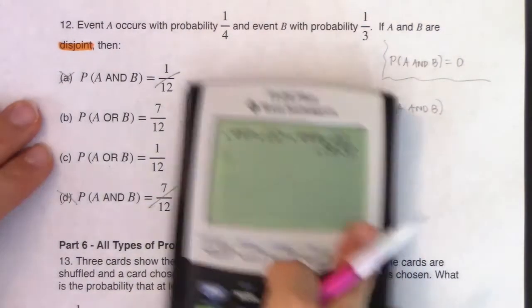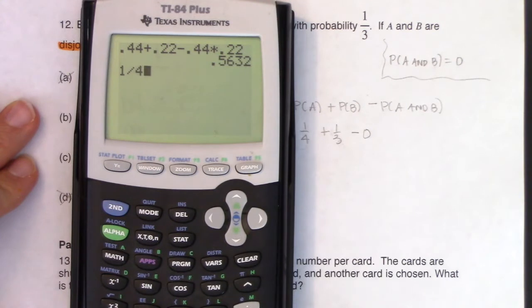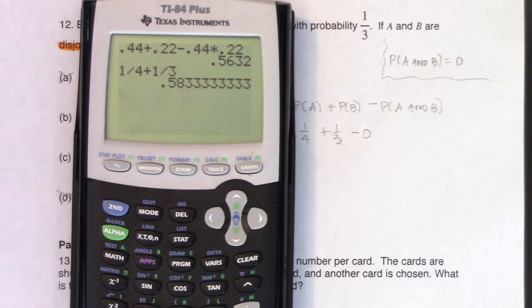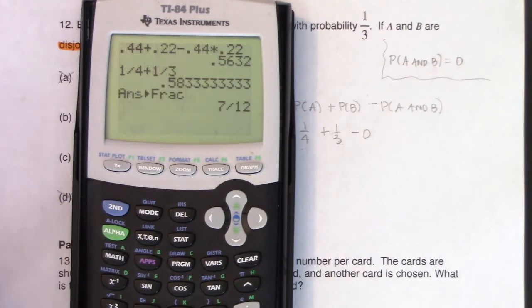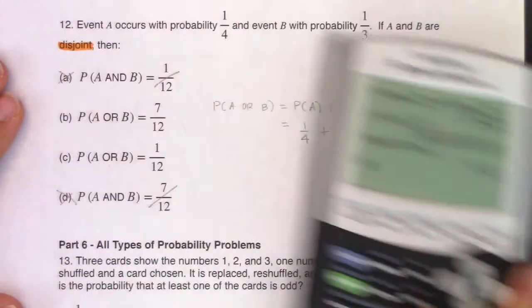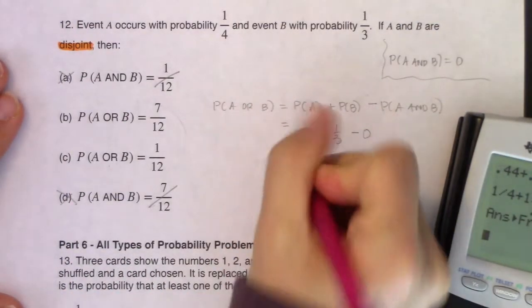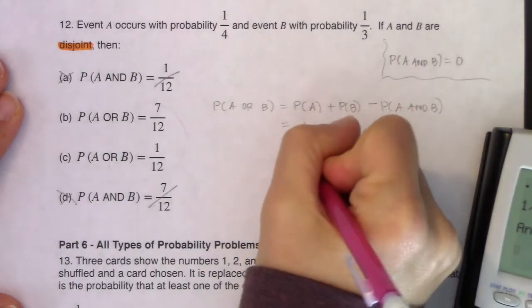So let's try this. We will do 1/4 plus 1/3. And I see it's this decimal, 0.583. Now you can use the math frac button on your calculator and find out it was 7/12. All right. Or you could have added the fractions by hand if you wanted to.